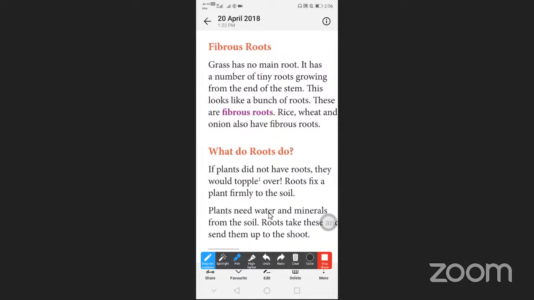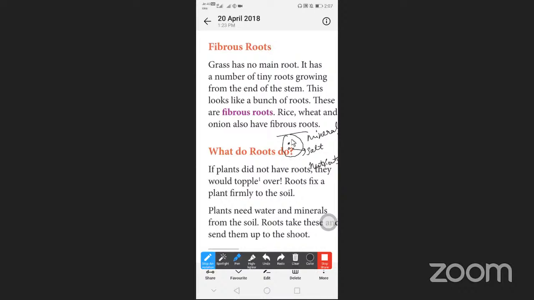So plants need water. Yes, the plants need the water to grow very well. And also they need minerals. So where do we get these minerals? From the soil. So when you put a seed in the soil, the minerals are there and the salt is there. Okay, salt and minerals, and nutrients. So these are all very important for the plant. In the soil, all these things are compulsory.